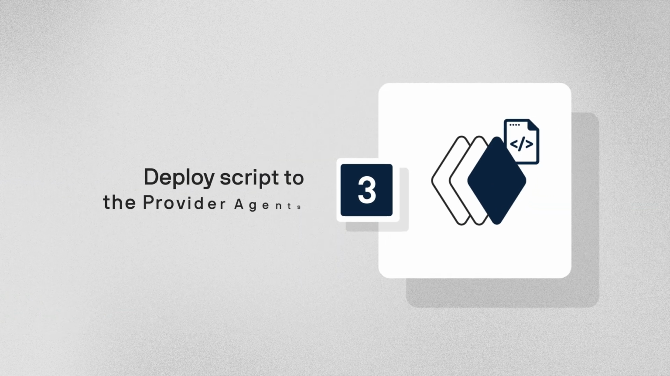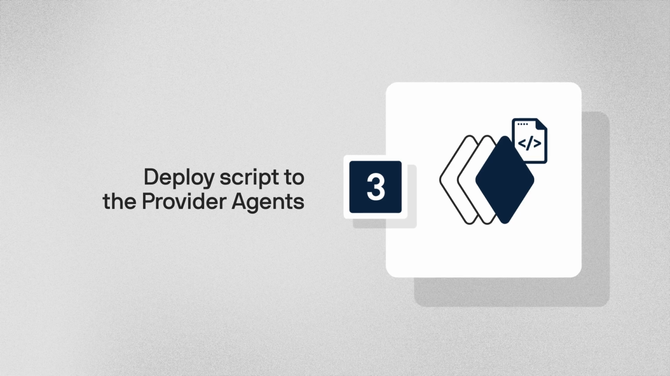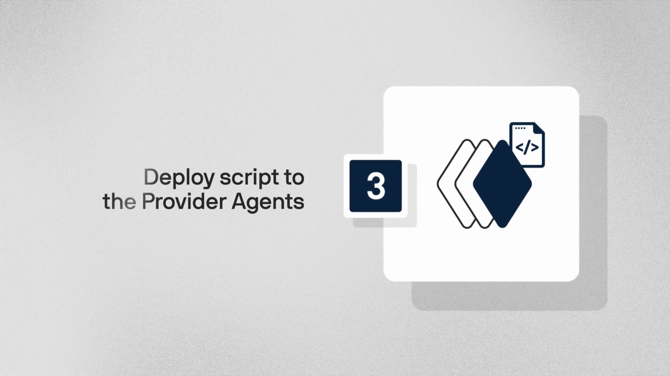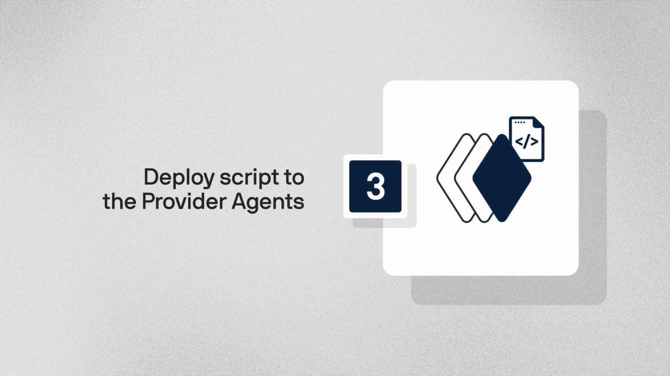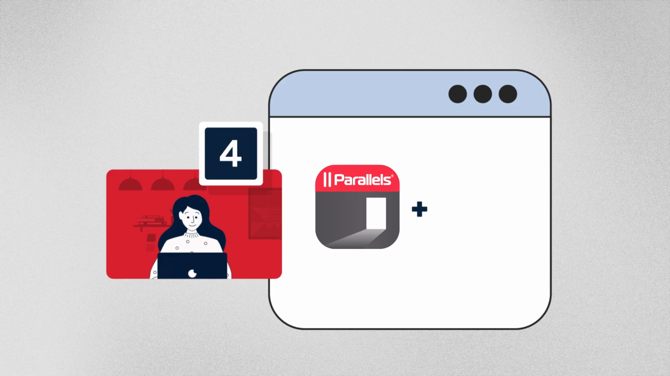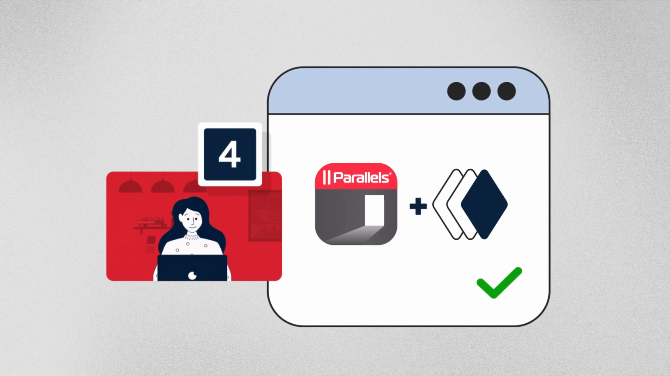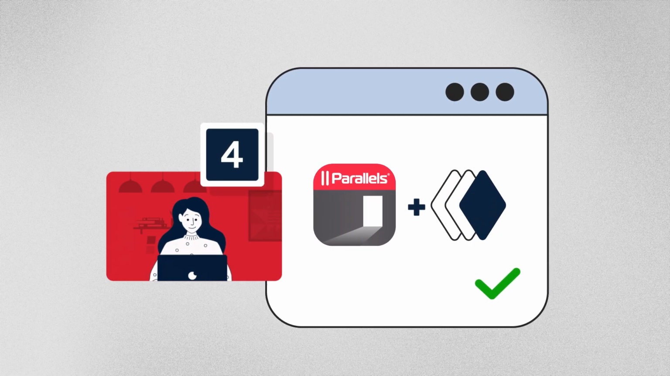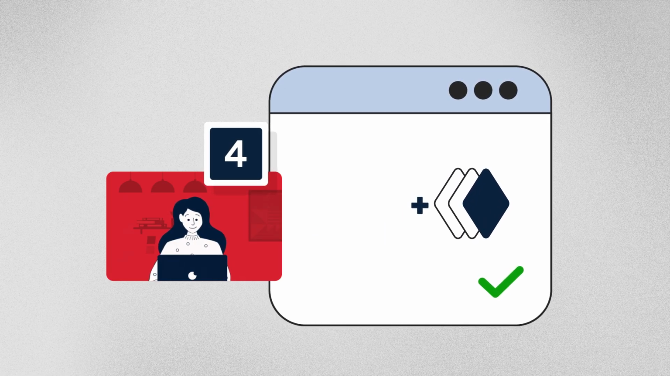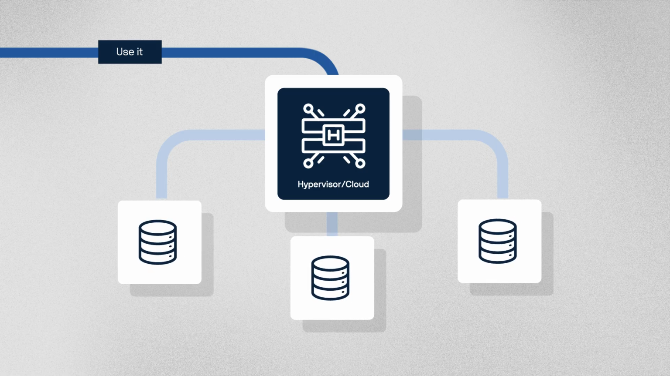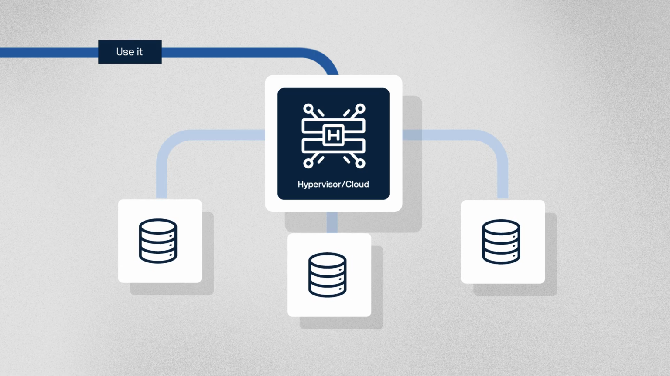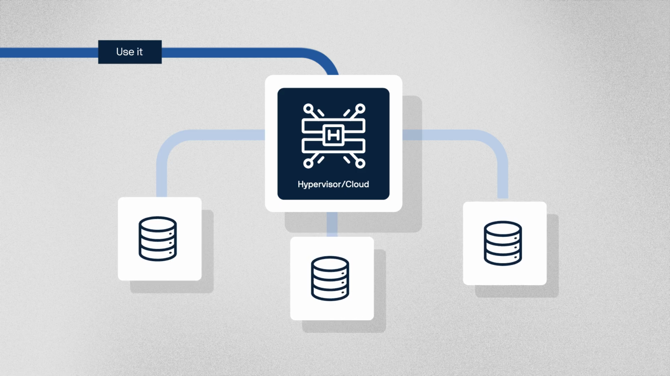After validation, the script is deployed to the provider agents within the Parallels RAS environment. At this stage, the connector becomes operational and is ready to facilitate communication between RAS and the target infrastructure platform. The final setup step is adding the custom provider into the Parallels RAS console. Once configured, administrators can begin managing the environment directly through RAS using the same centralized management experience they already know. At this point, the integration is fully operational. The custom provider now behaves like any other supported provider inside Parallels RAS, enabling administrators to manage workloads and resources through a single unified interface.